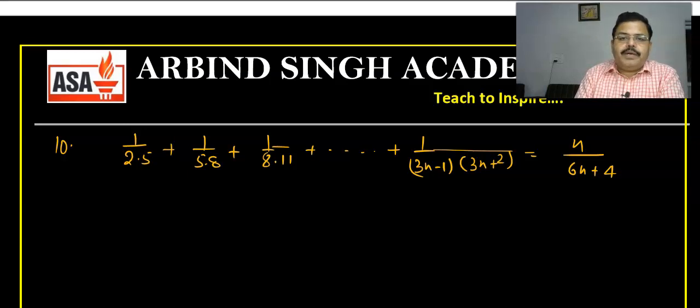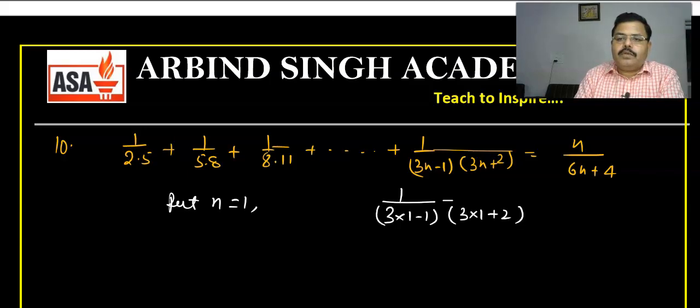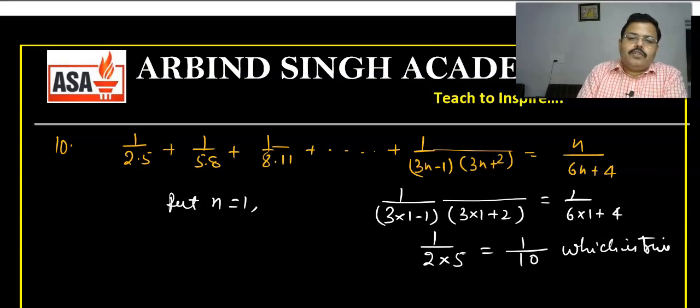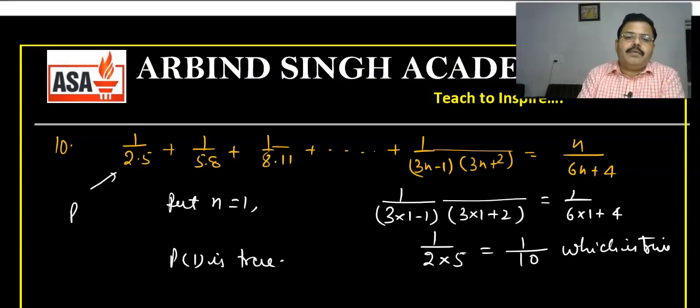So if I put n equal to 1, the left side is 1 upon (3 into 1 minus 1) and (3 into 1 plus 2), which equals 1 upon 6 into 1 plus 4. So that is 3 minus 1, 2, and 2 into 5 is 10, so 1 upon 10, and the right side is 1 upon 6 plus 4, that is 1 upon 10. Which is true. Clearly, P1 is true. Now consider Pn.